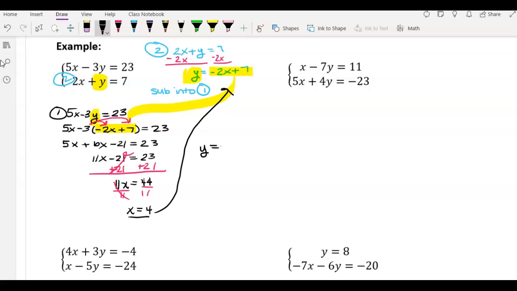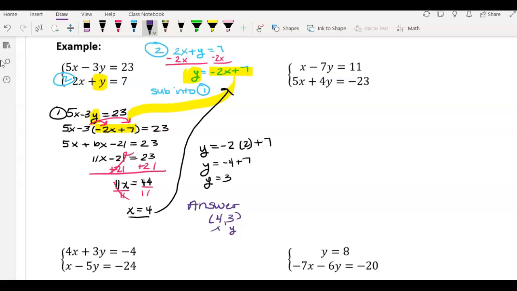Y equals negative 2 times 4 plus 7. So y equals negative 8 plus 7. So y equals 3. We now get an awesome answer of 4, 3. Remember, always x and then our y.